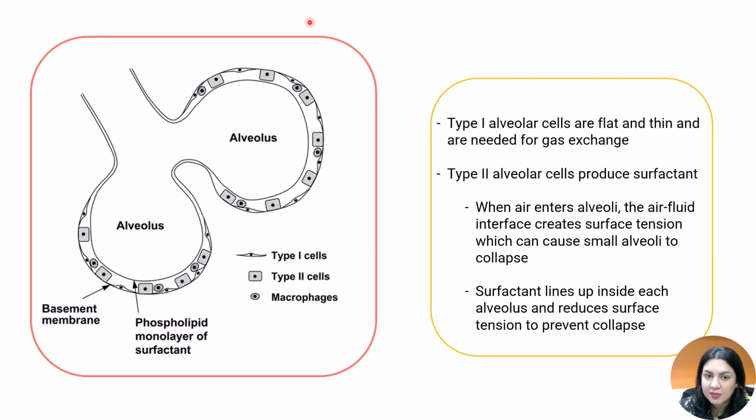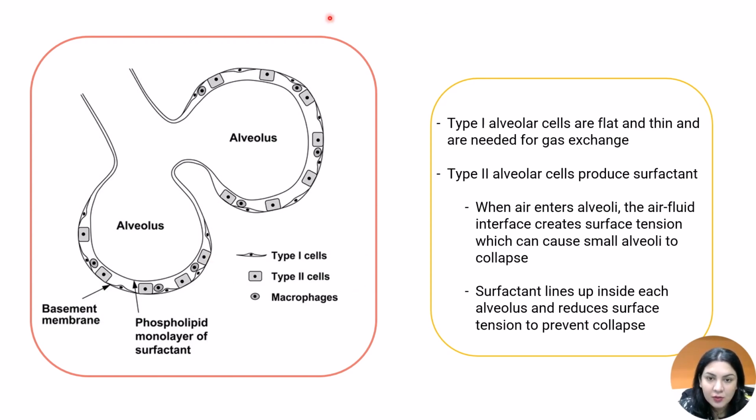The type 1 and the type 2 alveolar cells. So the type 1 alveolar cells, as you can see in this image here following this legend, they're flat because they're needed for gas exchange, so that the blood vessels can line the outside of these cells to allow for efficient gaseous exchange to occur.